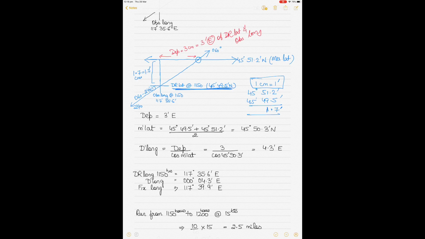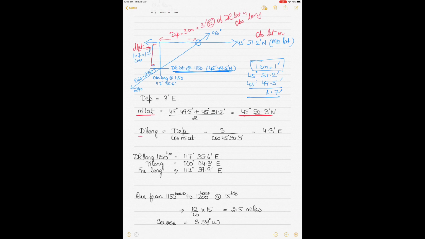You don't need to measure d lat because you know your d lat is 1.7 centimeters. You already know your latitude at 11:50, that is 45 degrees 51.2. So this vertical distance becomes your d lat. Because you know both your latitudes, you can calculate m lat. Add the DR lat at 11:50 and the observed lat, or meridian passage lat, add the two, divide by 2, and you get your mean latitude.